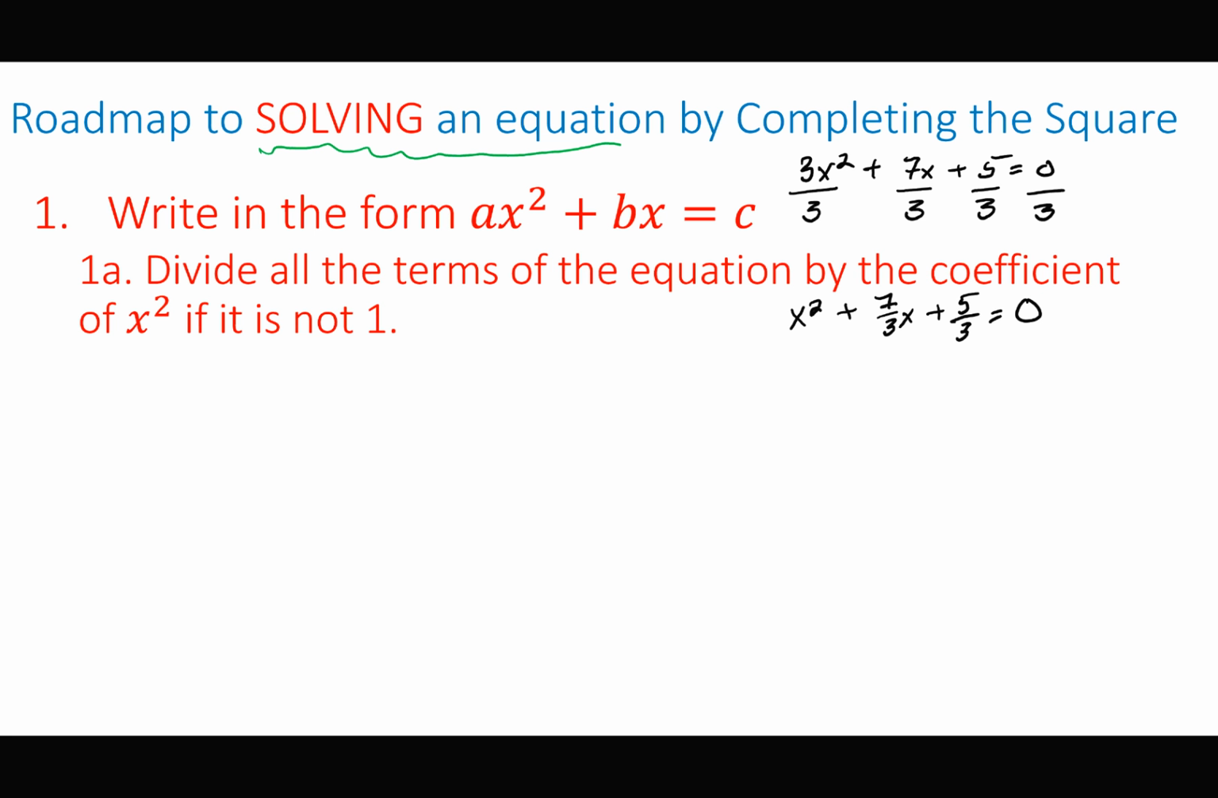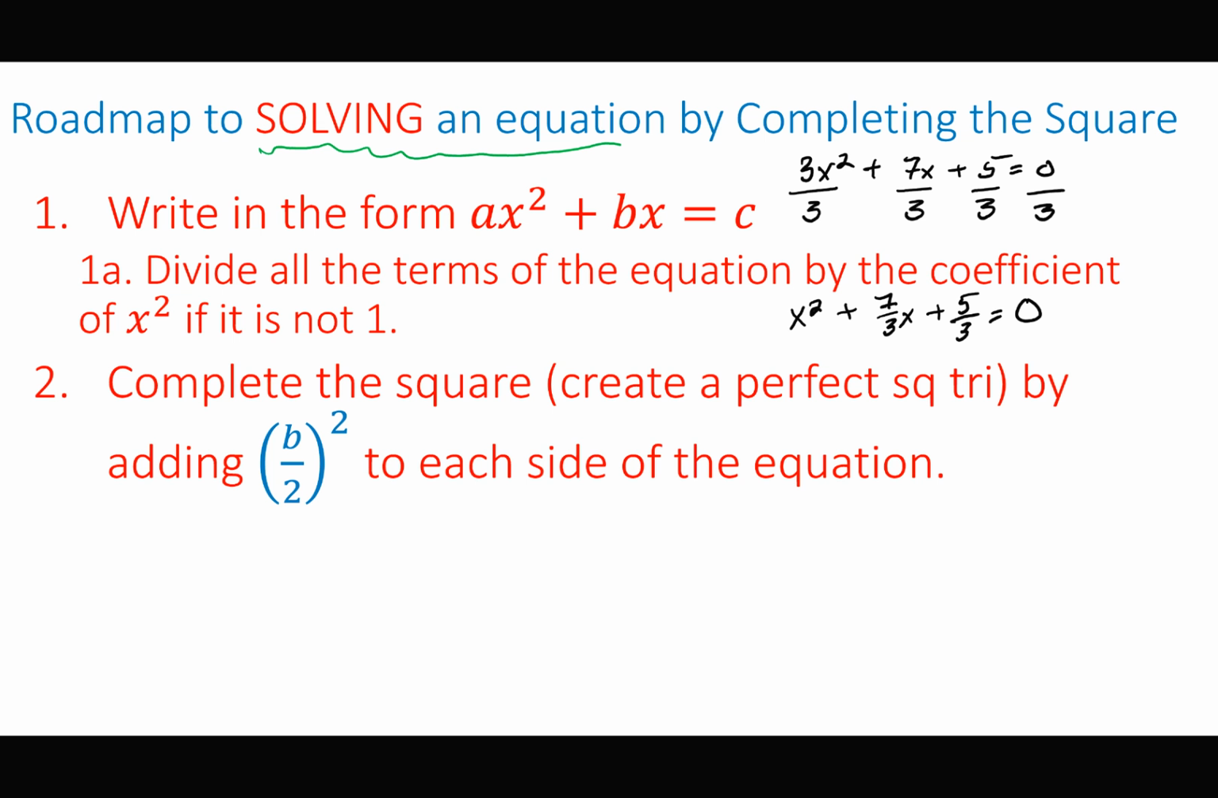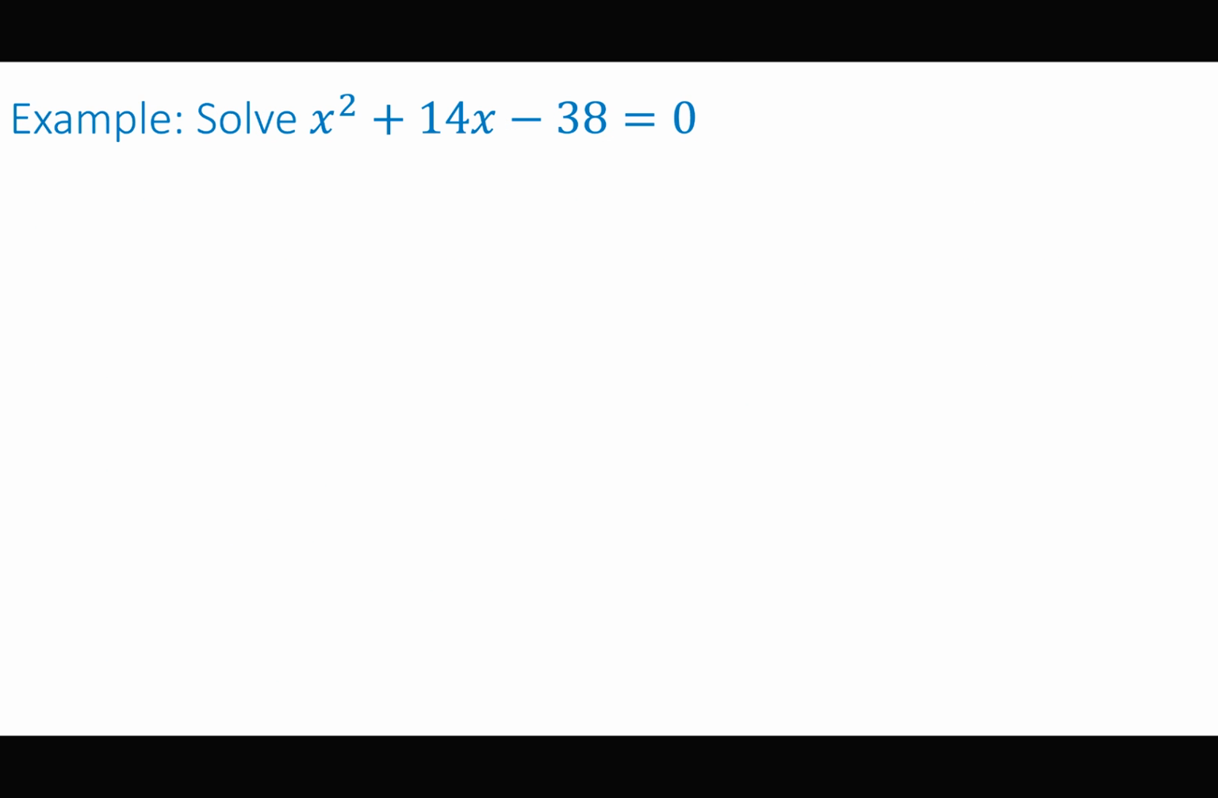All right, so for completing the square, I want it to be where it's just an x squared. Complete the square, meaning create a perfect square trinomial by adding the b divided by 2 squared to each side of the equation. Factor the trinomial, find square roots, and solve for x. All right, so we're going to go until we have that binomial squared equals a number. Then we can do what we were doing in part 1 of 4.6 and solve using square roots. All right, so for example, let's solve this one.